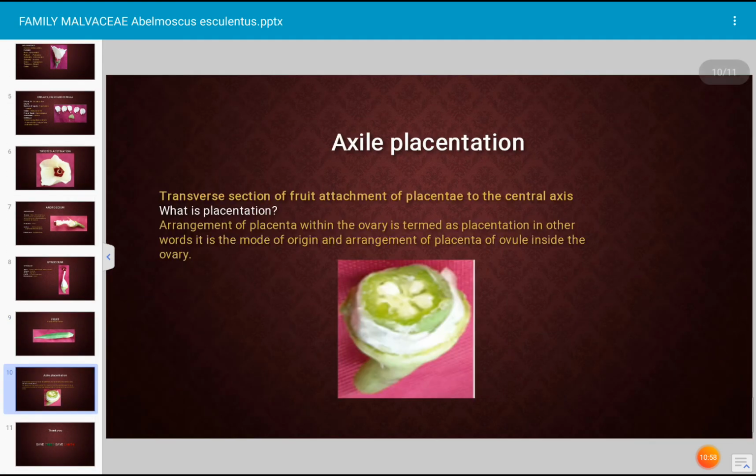Okay, in this figure we have tried to show you the axile placentation. Transverse section of fruit showing attachment of placentae to the central axis. What is placentation? Just I told you. Arrangement of placenta within the ovary is termed as placentation. In other words, it is the mode of origin and arrangement of placenta of the ovule inside the ovary. Okay, and axile placentation is shown in the photograph. Next.